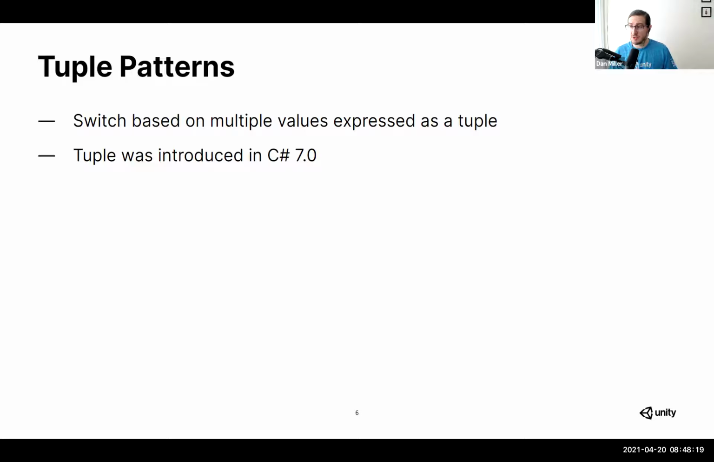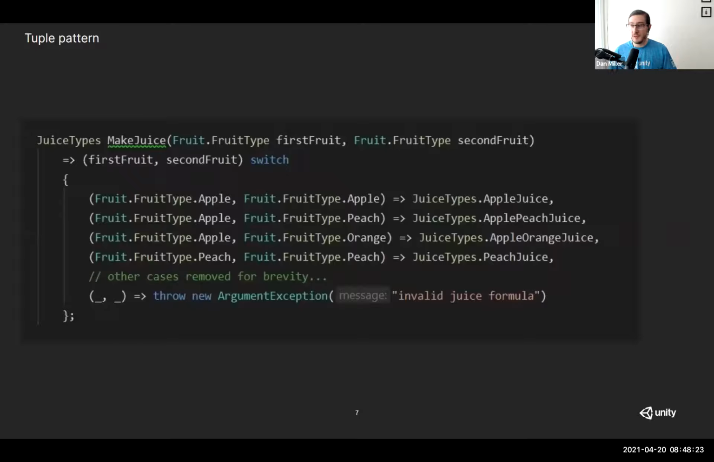So very similar to switch expressions, tuple patterns allow you to basically evaluate multiple pieces of data. Here we have another method. This is how we're making the juice. In my example, we have apples, oranges, and peaches, and those combine to make juices. You can see with the syntax here, it's passing in a fruit type. So we have two of those, the first fruit and the second fruit.